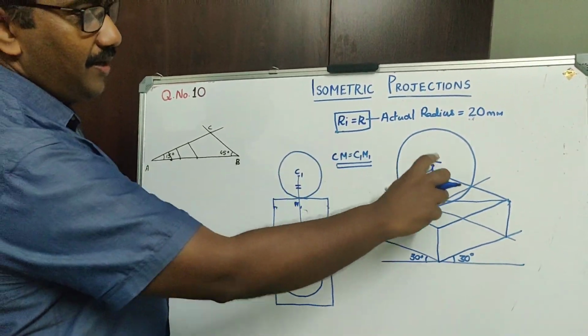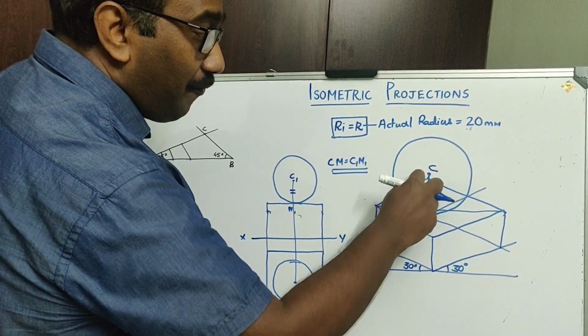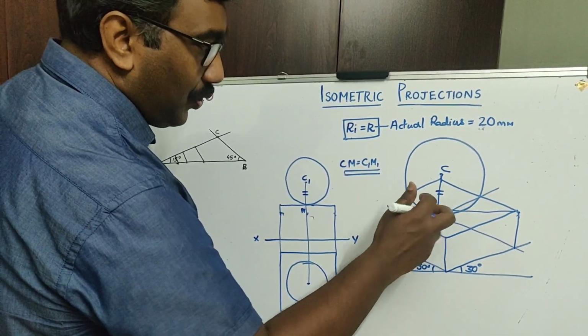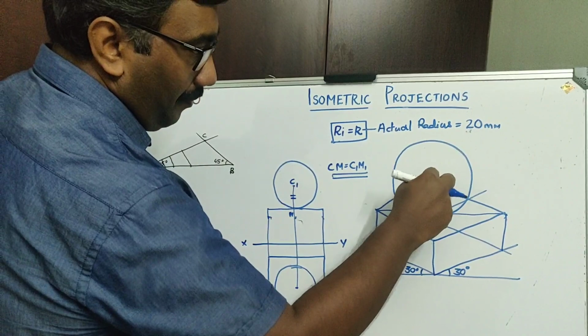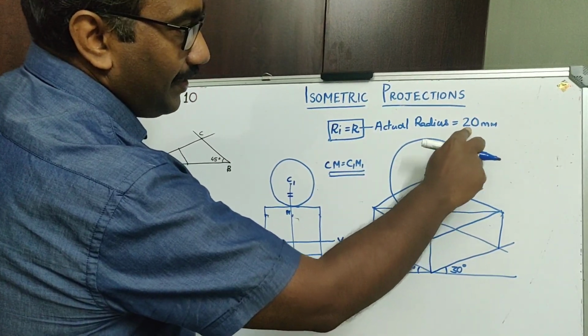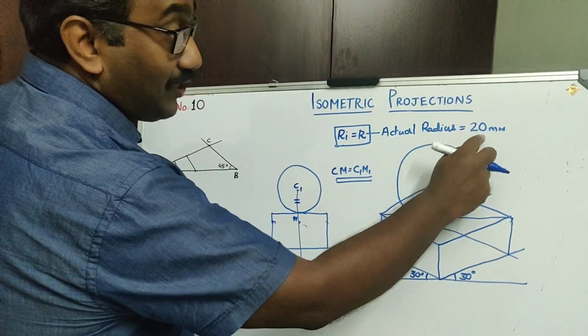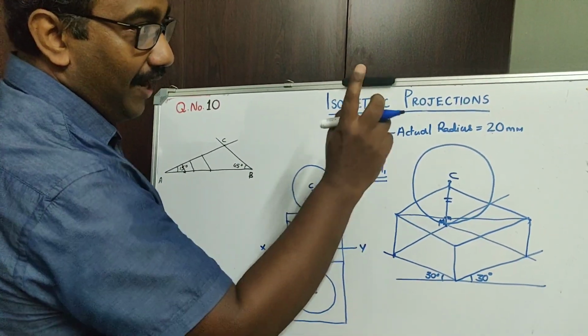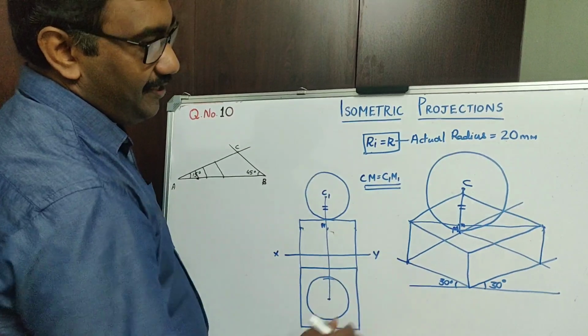So this distance you are taking. So then you found C, taking C as center, then 20 mm as radius, you have drawn the circle. The actual 20 as radius, you have drawn this circle. So that is the isometric projection of the sphere.